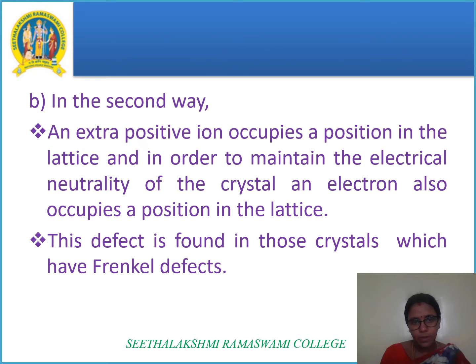In the second way, an extra positive ion occupies a position in the lattice, and in order to maintain the electrical neutrality of the crystal, an electron also occupies the interstitial position in the lattice. This metal excess defect is found in those crystals which have Frenkel defects. Here note that this metal excess defect has no holes, but the Frenkel defect has only one hole in the lattice.